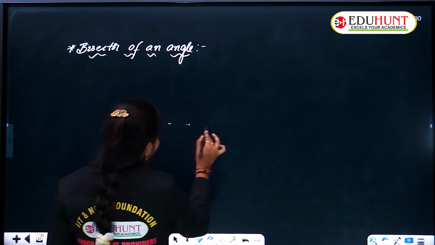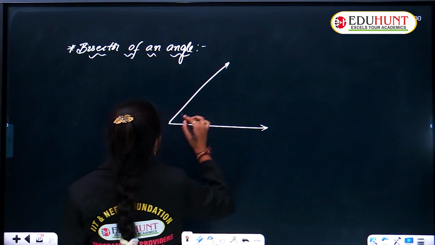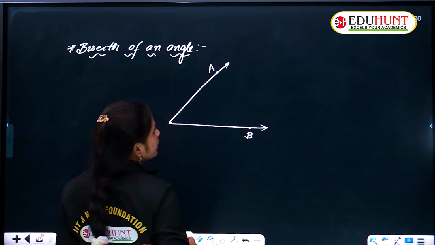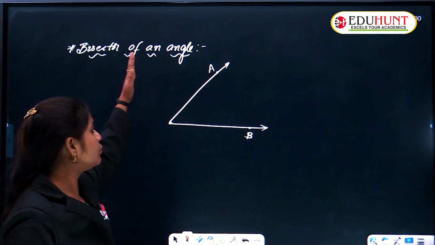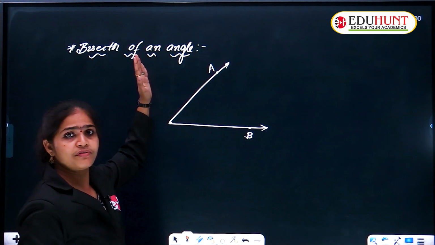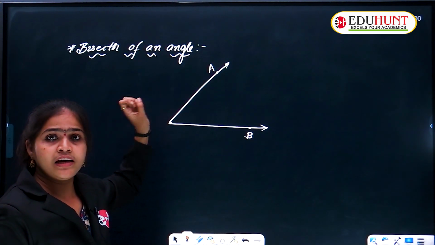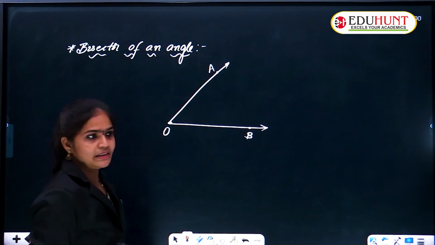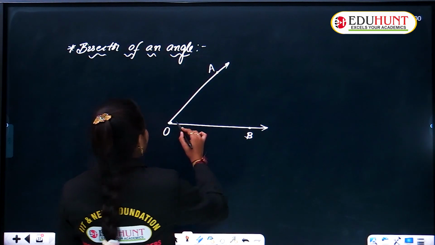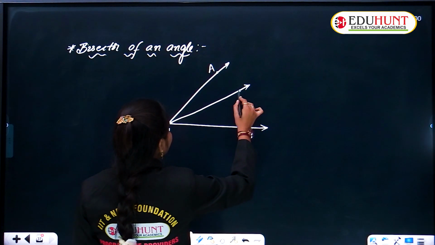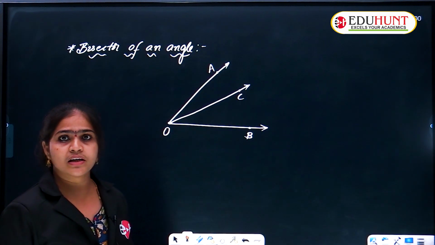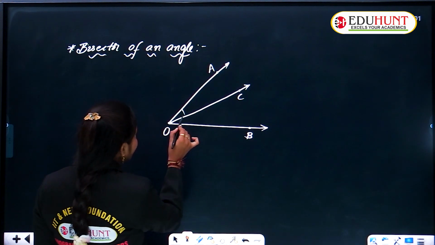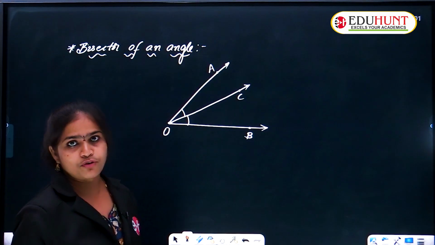Children, I already told you that two rays we have to take. Minimum two rays are required. If you take more than 2 rays, then depending on the number of rays, you will get that many angles. 2 rays must be required to form an angle. This is OA, OB, 2 rays. In between here, this is another ray. Previously OB, OA is one angle. Now how many angles are formed here? 2 angles are formed.